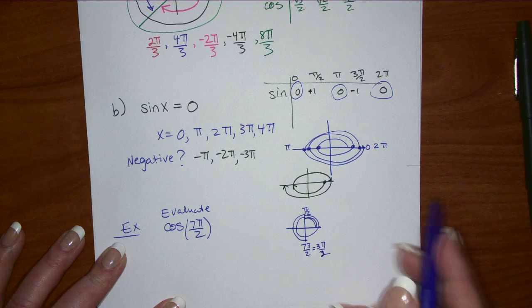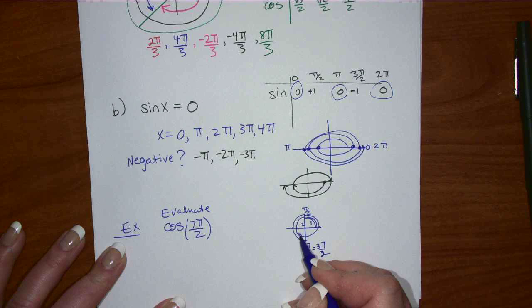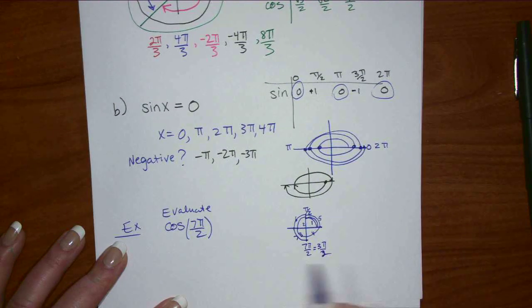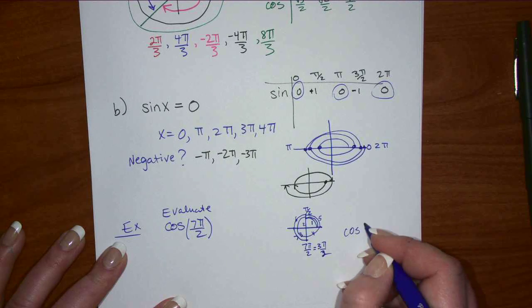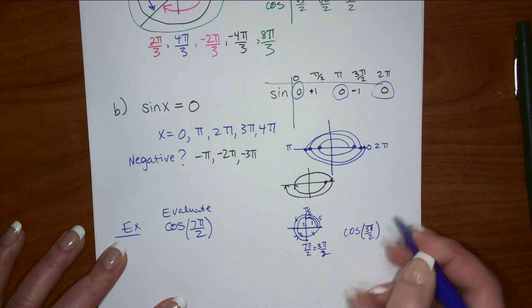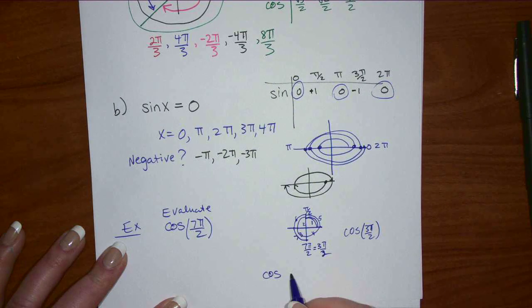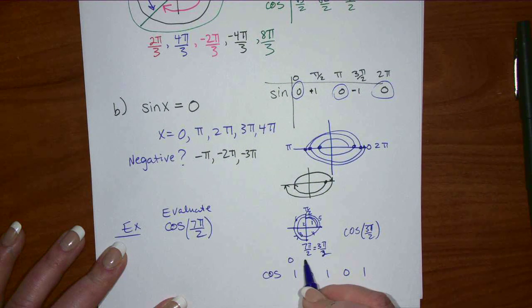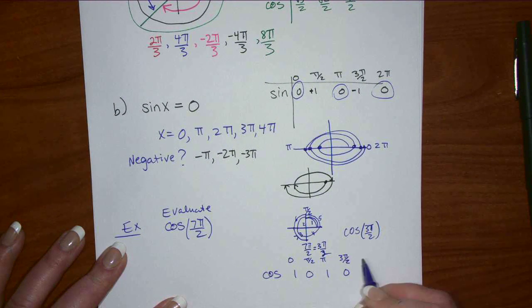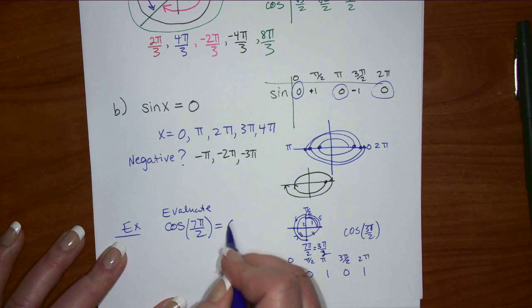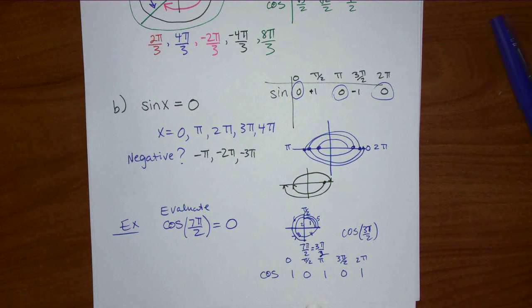Right, 1, 2, 3, 4, 5, 6, 7. We're back to here. So all you need to look up is cos of 3 pi over 2. You don't need to worry about the sign, because the sign is taken care of when we're in our table. Cos goes 1, 0, 1, 0, 1. So what's 3 pi over 2? 0. You don't need to worry about the sign. The sign will be taken care of when you look your value up.